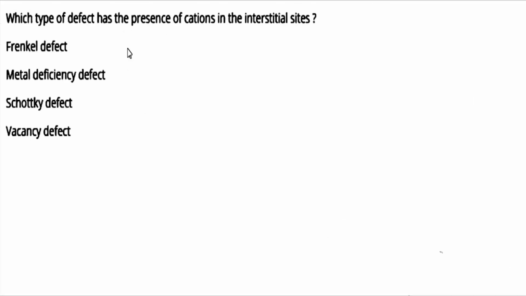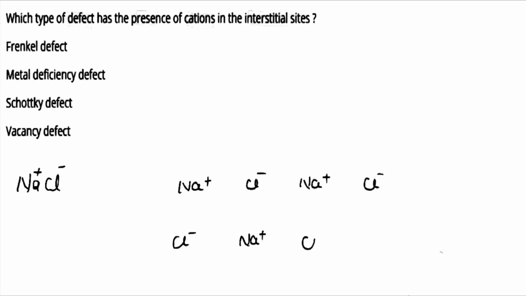Hello students, the question given is which type of defect has presence of cations in the interstitial sites? Okay, so let's see. Suppose we have a crystal NaCl, sodium chloride crystal. Now in NaCl, we have two different ions, Na plus and Cl minus. Suppose here we have Na plus and here Cl minus, Na plus and Cl minus, and here we have Cl minus, Na plus and Cl minus. Now here the cation is vacant, and here we have again Na plus, Cl minus, Na plus and Cl minus.